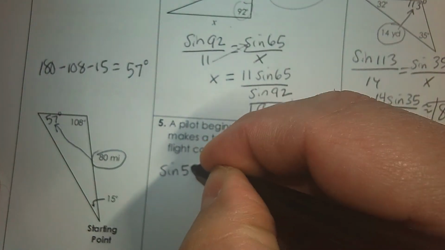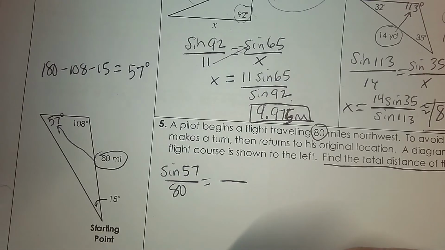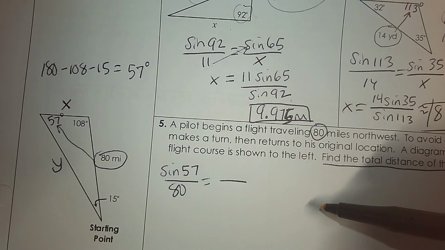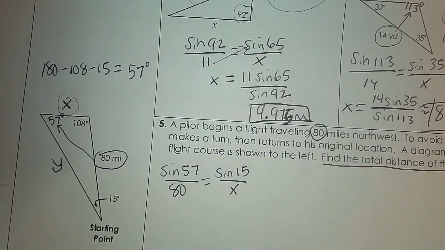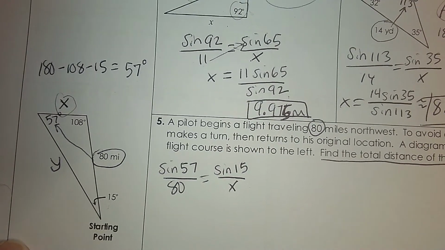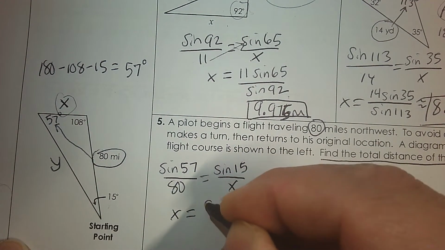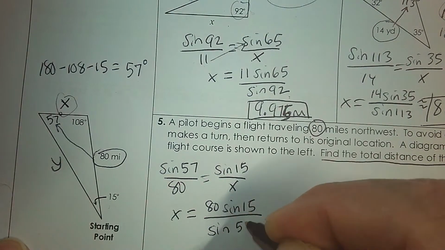Sine 57 over 80 miles equals. Now you have a choice to make. So I'm going to label one side x, and I'm going to label the other side y. And I know I need to find each one separately, and then add them all up at the end. So if I want to find x, what angle is its partner? So I'm going to go sine 15 over x. You're also going to have to set it up to solve for y. Then you're going to add all three sides. So to get x by itself, you're going to go 80 times sine 15 divided by sine 57.